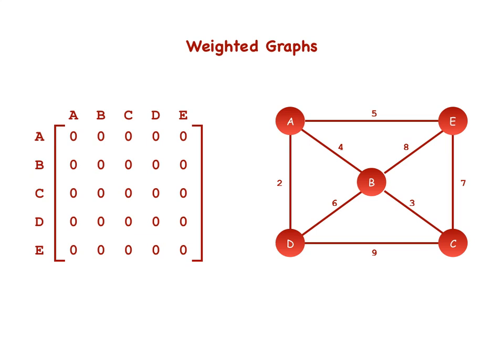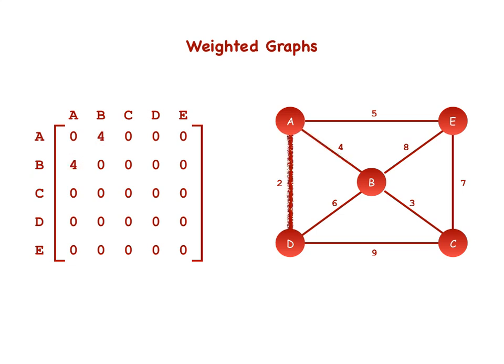Well, let's start with an adjacency matrix. With an adjacency matrix, there won't be much difference. A 0 would still indicate that there's no edge connecting the two vertices. However, for edges that are connected, rather than put a 1 at that position in the matrix, we're going to put the weight of the edge connecting them. So for example, for the edge connecting A and B, rather than put a 1 in the matrix, we're going to put 4 in the matrix.